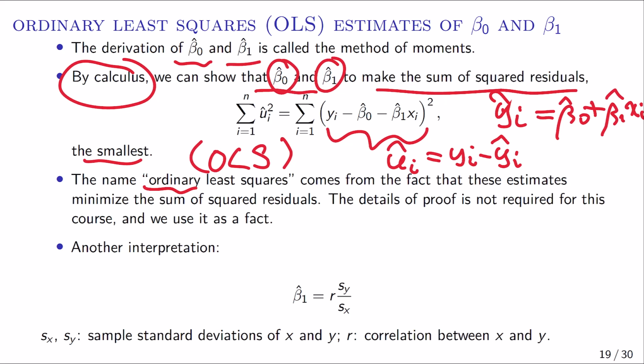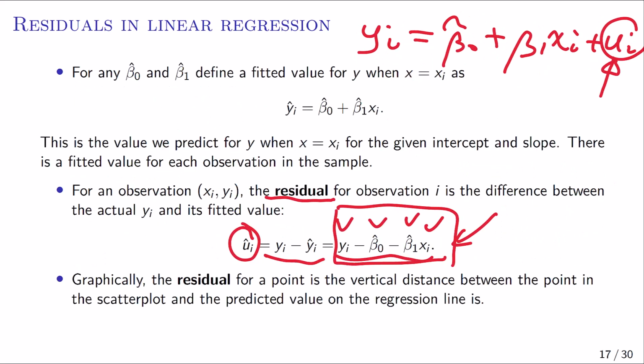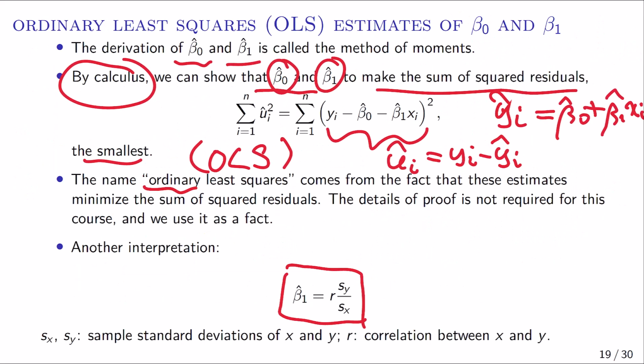After we get the beta naught hat and the beta 1 hat, this beta 1 hat is very interesting. Originally this one is kind of complicated, but we can change it into a formula which includes the correlation coefficient R between y and x we learned in chapter 1. Sx and Sy are the sample standard deviations of x and y. You can see Sy and Sx both are positive. Then whether beta 1 hat is positive or not depends on whether this R is positive or not.